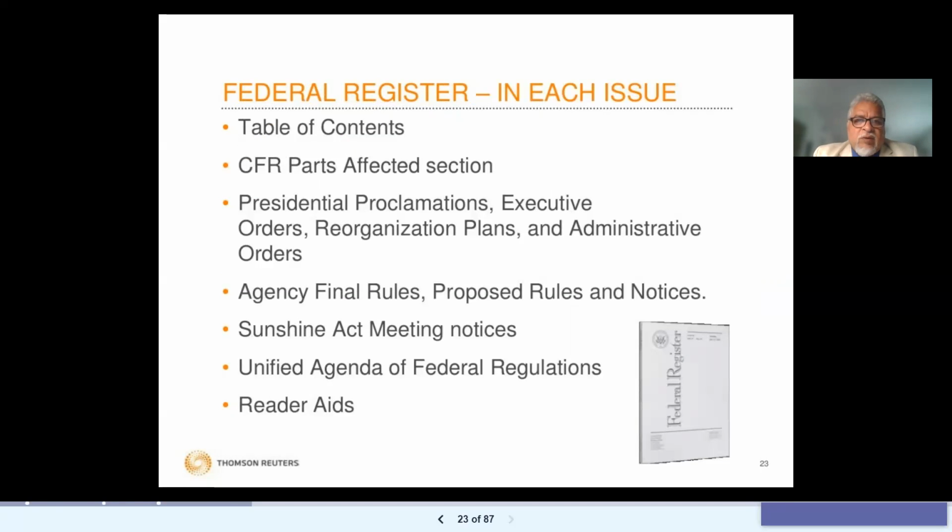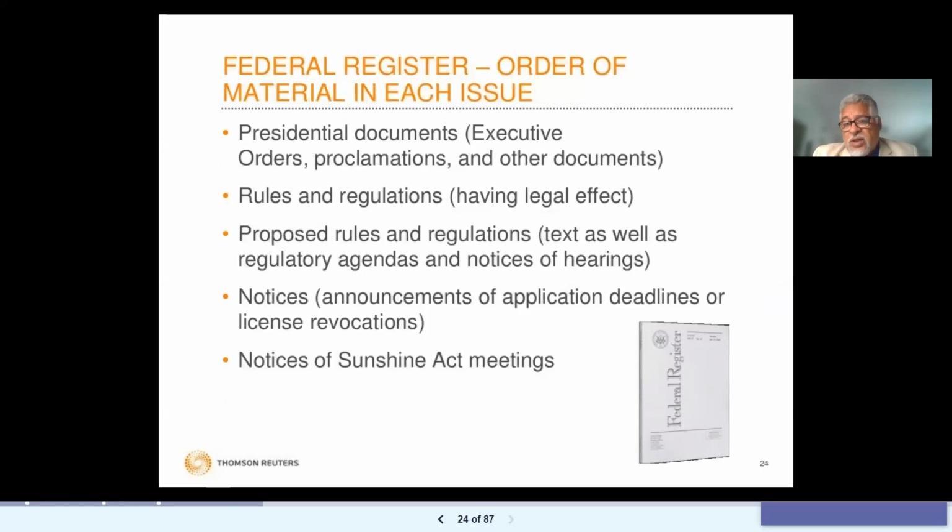Okay, the Federal Register in each issue has a table of contents, the presidential proclamation, all the executive orders, administrative orders, agency final rules, the proposed rules and notices, Sunshine Act meeting notices, meaning public, giving the public access to see the entire process, and the unified agenda of federal regulation. And they also have reader aids, as part of the law, to provide different formatting for individuals that have disabilities to have the right to review the regulations.